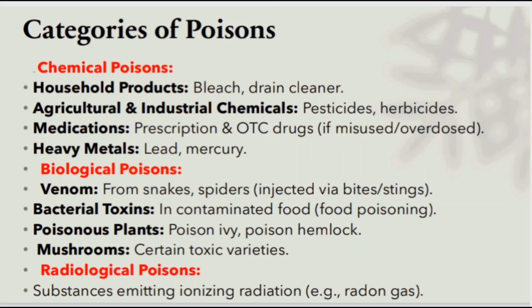Then biological poisons are also there, like venom from snakes and spiders, which is injected via bites or stings, then bacterial toxins in contaminated food, as in food poisoning. Then poisonous plants are also there, like poison ivy and poison hemlock. Mushrooms can also be poisonous; certain toxic varieties of mushrooms act as a poison. Then radiological poisons: substances emitting ionizing radiation act as a poison, for example radon gas.